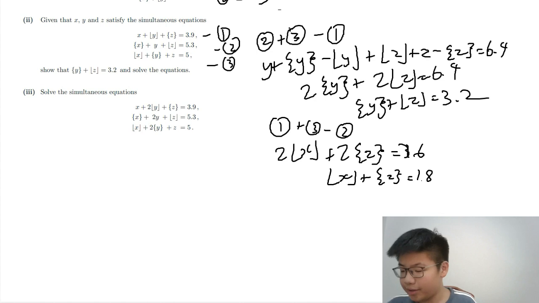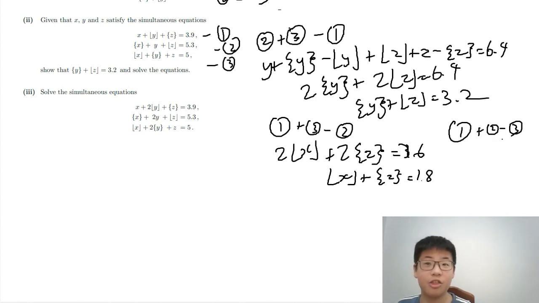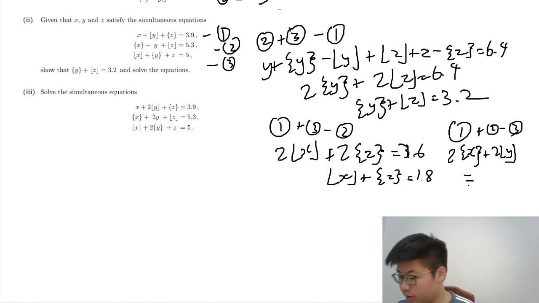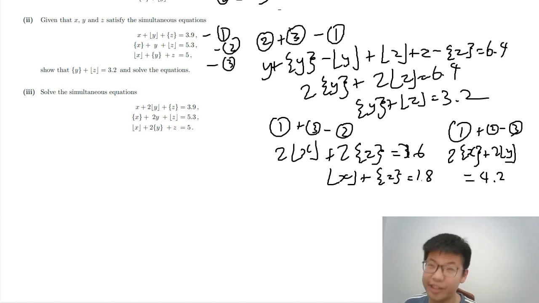And after that, we are going to eliminate z. So we have to do 1 plus 2 minus 3. Yep, that's right, 1 plus 2 minus 3 in that case. So we do x minus floor x equals fractional x, so 2 fractional x plus 2 floor y equals, well, it is 4.2. The answer to life, the universe, and everything divided by 10. So fractional x plus floor y equals 2.1.